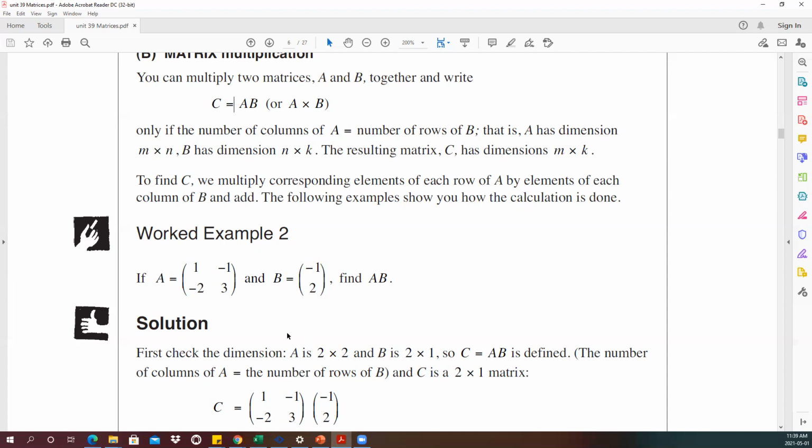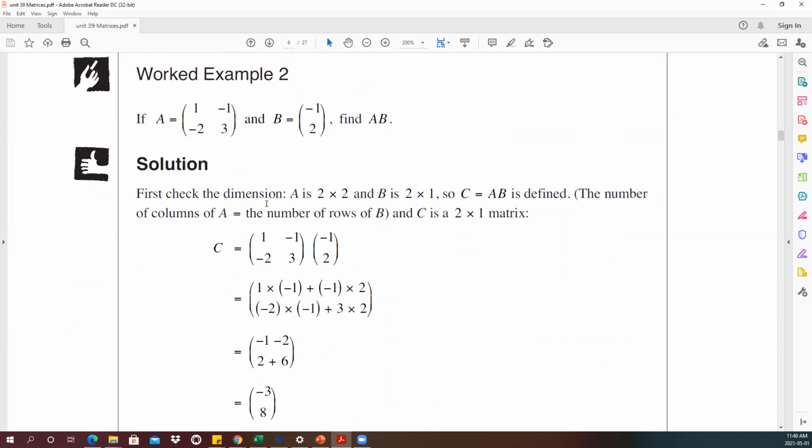Now another question is, what will the resulting matrix look like? Well, the resulting matrix will have 2 rows and 1 column, and it just stems from the rule up top. So let's check. First, check the dimensions. A is 2 by 2, B is 2 by 1. So C equal AB is defined. That means you can actually do this matrix multiplication, just as we mentioned before. And then the resulting matrix is a 2 by 1 matrix, 2 rows, 1 column.